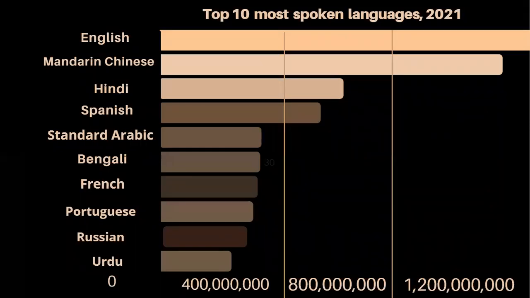Take a look at this graph of the top 10 most spoken languages in 2021. It clearly shows that English is the largest language in the world, with nearly 1.2 billion speakers. This relates to what I was saying earlier. And here are the most spoken languages: English, Mandarin Chinese, Hindi, Spanish, Standard Arabic, Bengali, French, Portuguese, Russian, Urdu.